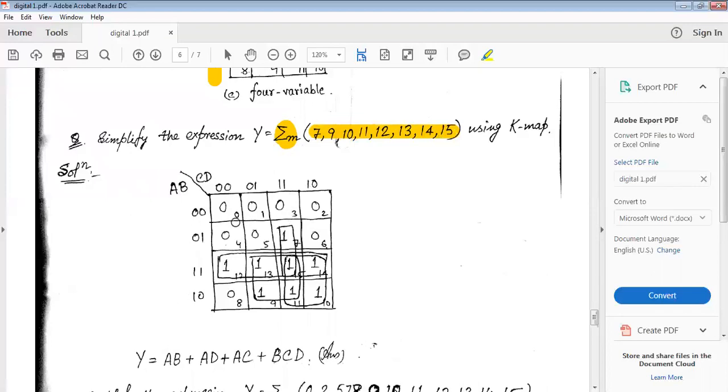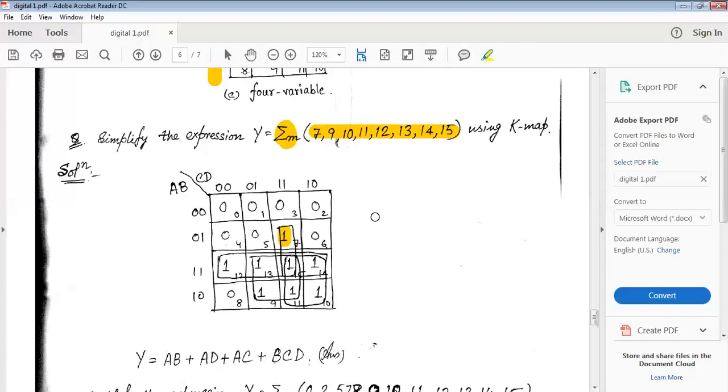So I have numbered the cells, I have taken the variables, and now just put 1 in place of the 7th cell, that is this one, 9th cell here, then comes the 10th, then 11th, then 12th, 13, 14, and 15, and the others have an output of 0.